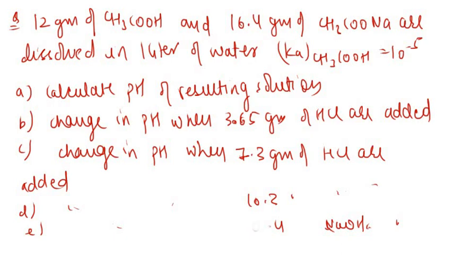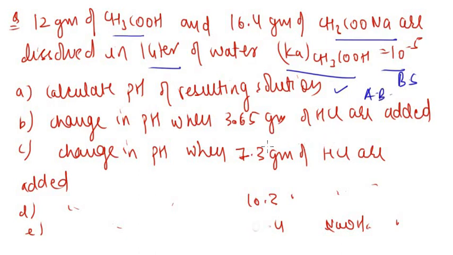Now there is a problem. Let's first understand the problem, then try to solve it on your own. Let's see, we have 12 gram of acetic acid and 16.4 gram of sodium acetate in 1 liter of water. We have given the volume of the water, and Ka we have given already. So we have to calculate the pH. So first of all, acetic acid and sodium acetate, they both combine to form a buffer solution, and specifically it is an acidic buffer.